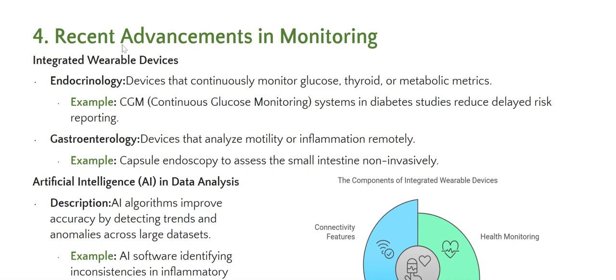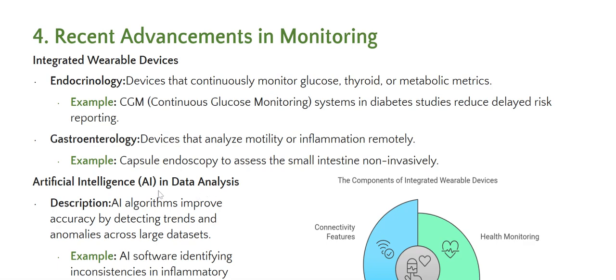The recent advancements in monitoring: integrated wearable devices. In endocrinology, devices that continuously monitor glucose, thyroid, or metabolic metrics. Example, continuous glucose monitoring, CGM, systems in diabetes studies reduce delayed risk reporting. Gastroenterology devices that analyze motility or inflammation remotely. Example, capsule endoscopy to assess the small intestine non-invasively.